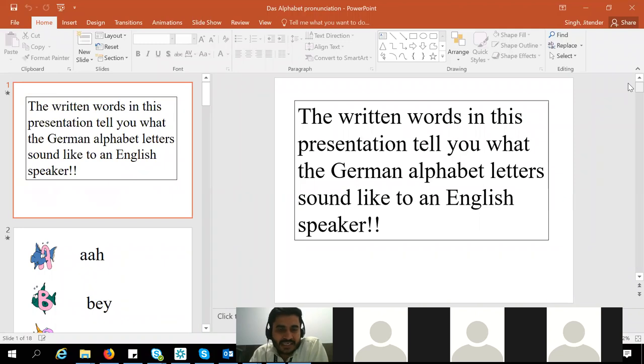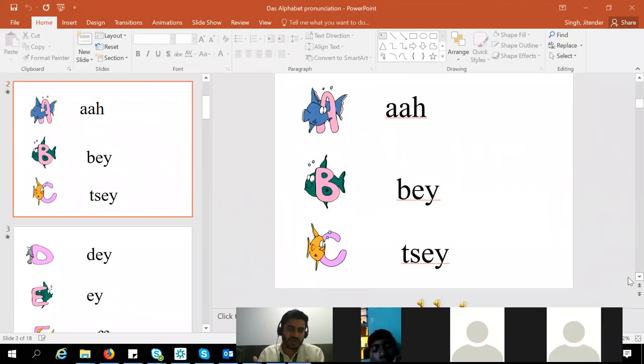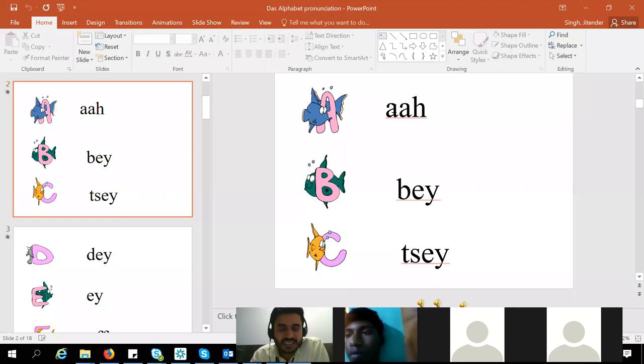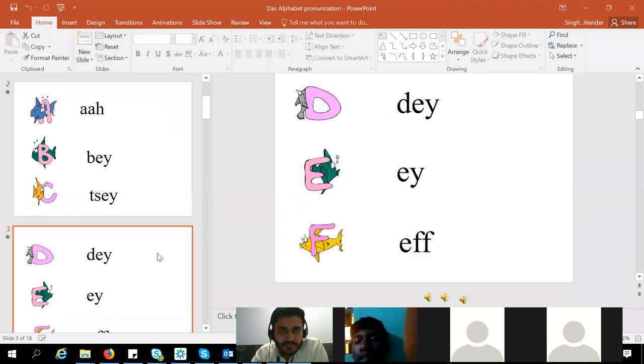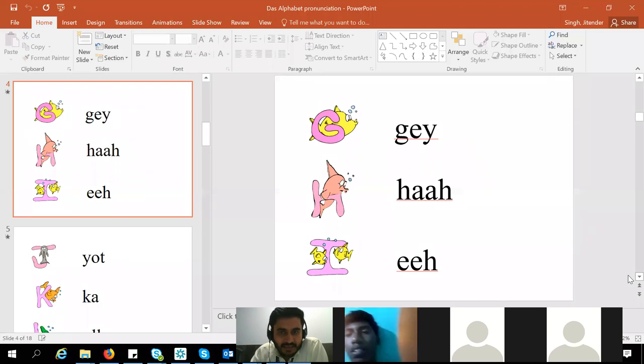Perfect. As I said, in German we have 26 letters, exactly like English, but the pronunciation is different. I will do the pronunciation, and I will randomly pick names and ask you to do the pronunciation. A in German we call it ah, so for better pronunciation, to make it easy, I have written the sounds. A, B is bay, and C sound is tsay. Day, a, eff. Remember it, because I'm going to write words and I'll be asking you. All right. Day, a, eff, gay, ha, e.